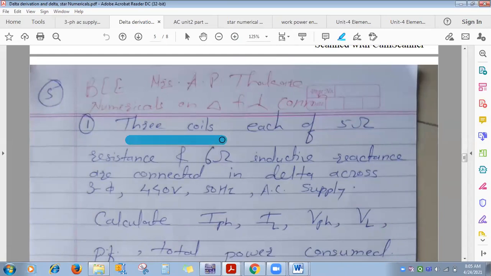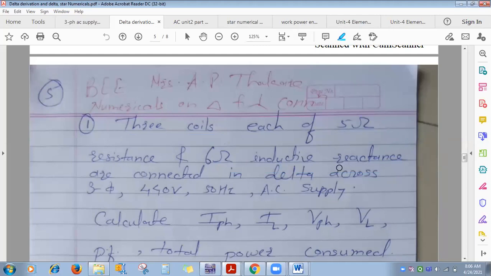3 coils. It can be purely inductive or it can be series RL. When we go on reading, it will be clear to you. What is it? 3 coils, each of 5 ohm resistance and 6 ohm inductive reactance. It's already given. Resistance and XL in ohm given. If L is given, then that is in Henry. If XL is given, which is omega L, that is in ohm. So not L, directly XL in ohm, 6 ohm given to you. So it's a series RL.